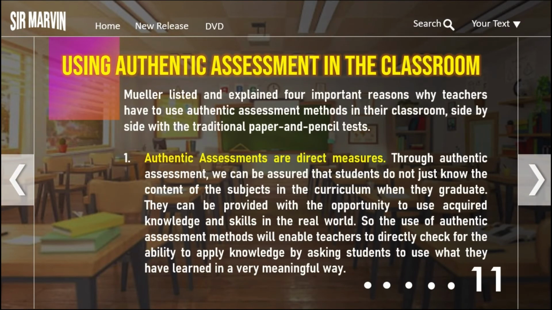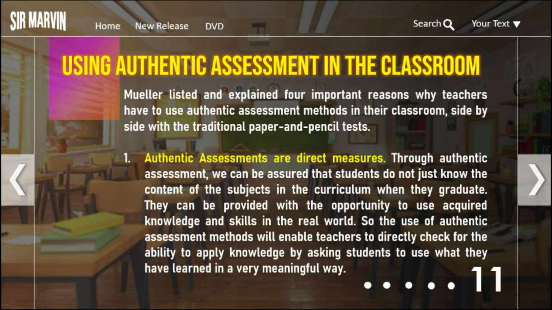Okay, so now let's move on with the use of authentic assessment inside of the classroom. So Mueller listed and explained 4 important reasons why teachers have to use authentic assessment methods in their classroom, side by side with the traditional paper and pencil test. So meron tayong 4 na reasons kung bakit natin kailangan gumamit ng authentic assessment according kay Mueller.